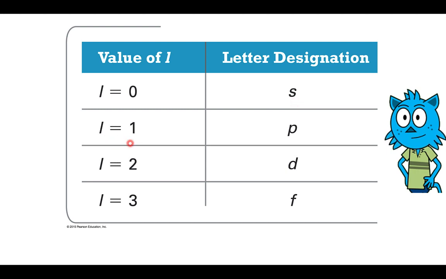It has a very specific shape. If L is equal to 1, we call that a p orbital. If L is 2, it's a d orbital. And if L is 3, it's an f orbital. It actually keeps going up from there, but that's really all we need for this class.